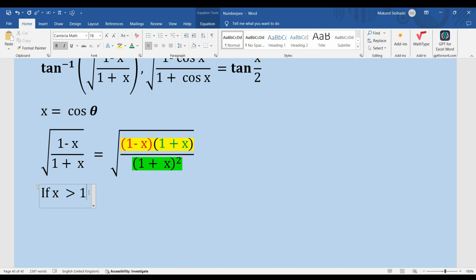And next I come to x lesser than minus 1, right? Now I'm going to put this all in black because we're discussing the second scenario here.